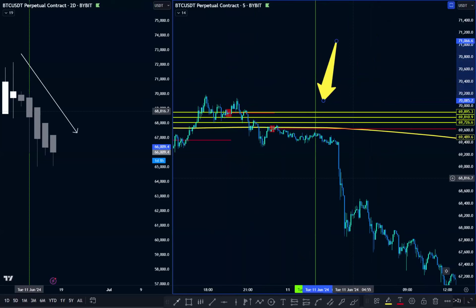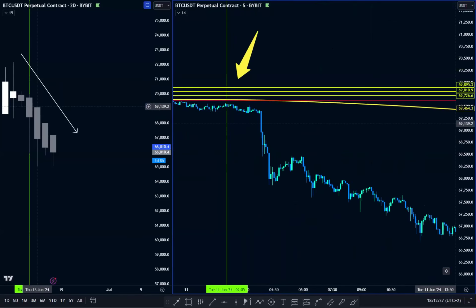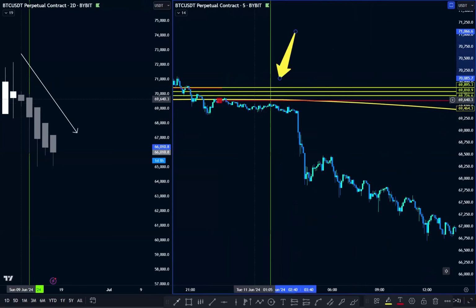At this point, we can be pretty confirmed that we're in a downtrend because we're showing bearish Heikin-Ishi candles. We're underneath the weekly pivots, and we're underneath the 1 hour 200 EMA at this point.